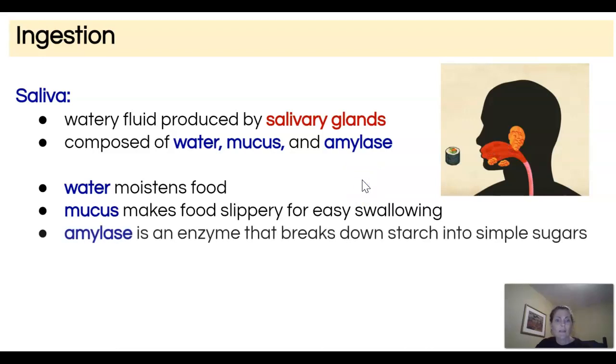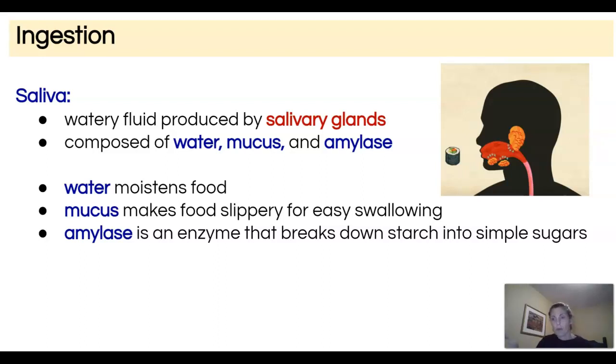Now the last piece is that amylase that I mentioned. Any molecule you see with the name ending in "ase" has a good chance of being an enzyme in general. In this case, amylase is an enzyme that breaks down starch into some simpler sugars.